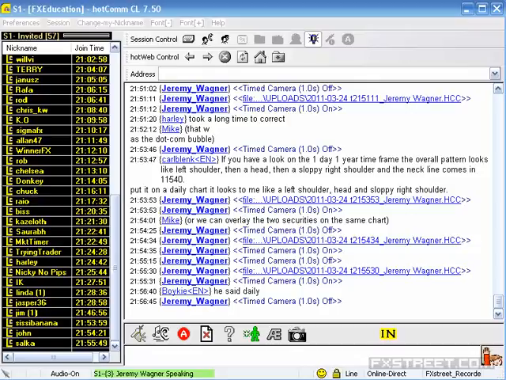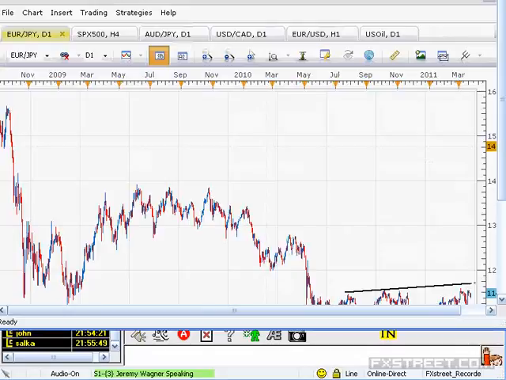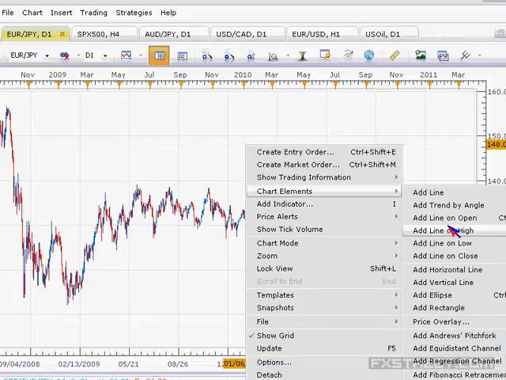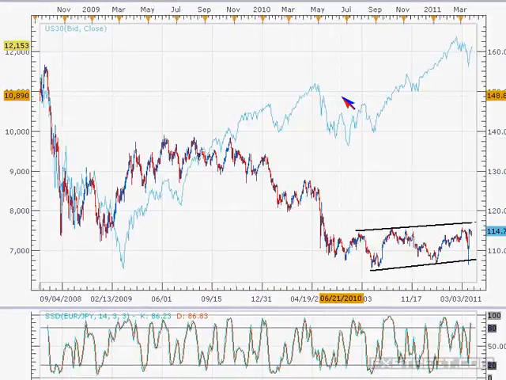Let's do it on the euro yen. These correlations have been out of whack a little bit. And let me turn my camera back on. Let me add an overlay of the Dow, the Dow Industrials. Okay, it may take a minute to load here.